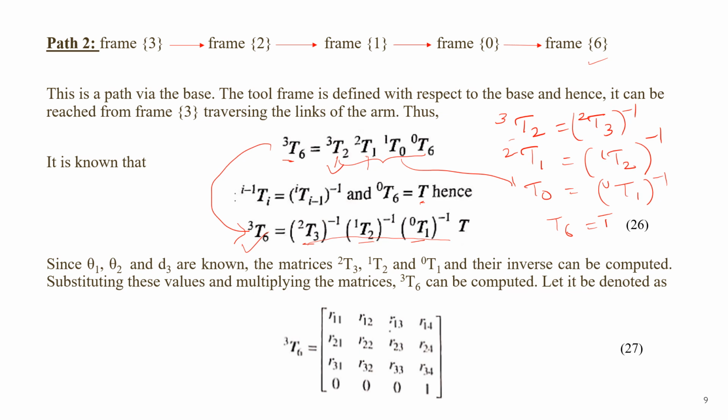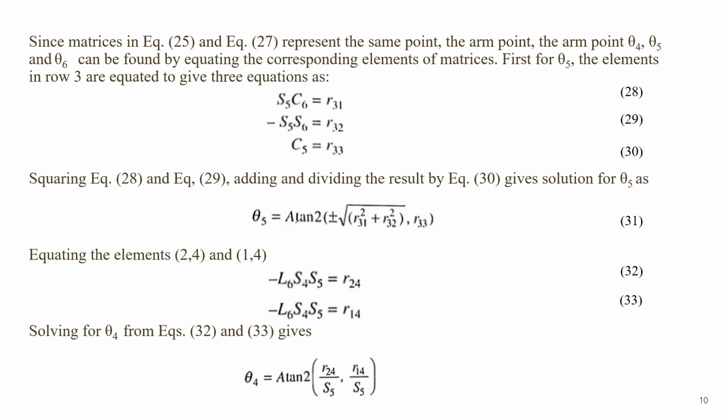So let us say that you have just got your T6 to 3 as this. Now these are all known values. Let us denote them as R11, R12, R13, etc. Now from this you will be equating the components of the transformation T matrix in order to find the remaining joint variables.